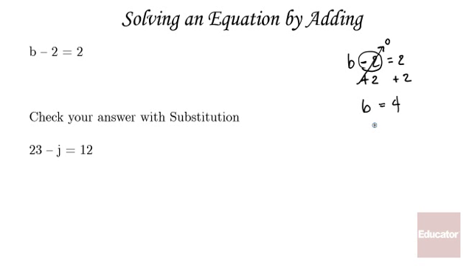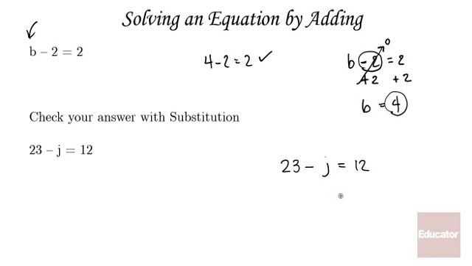Let's check our answer with substitution. I just found that B equals 4, so I'm going to take this 4 and substitute it in place of this B. 4 minus 2 equals 2. And yes, that's true. So we found the correct answer. B equals 4. Let's try another problem. 23 minus J equals 12.